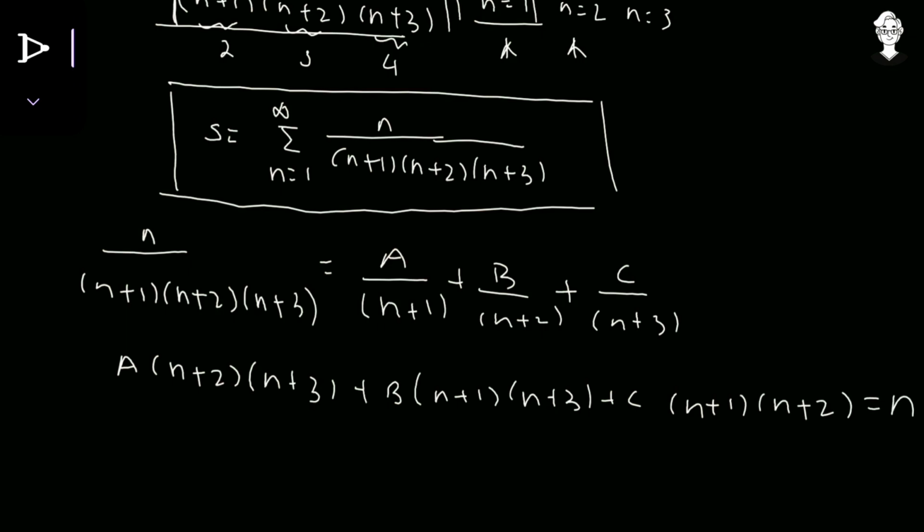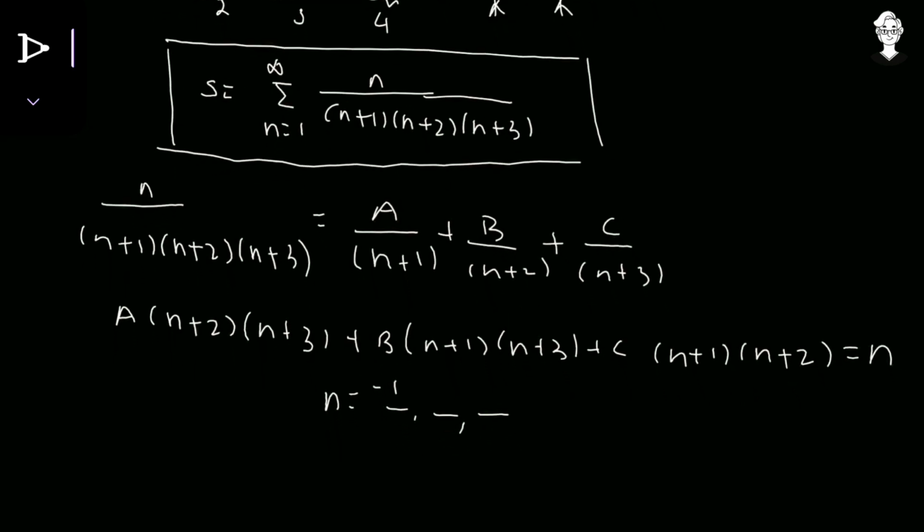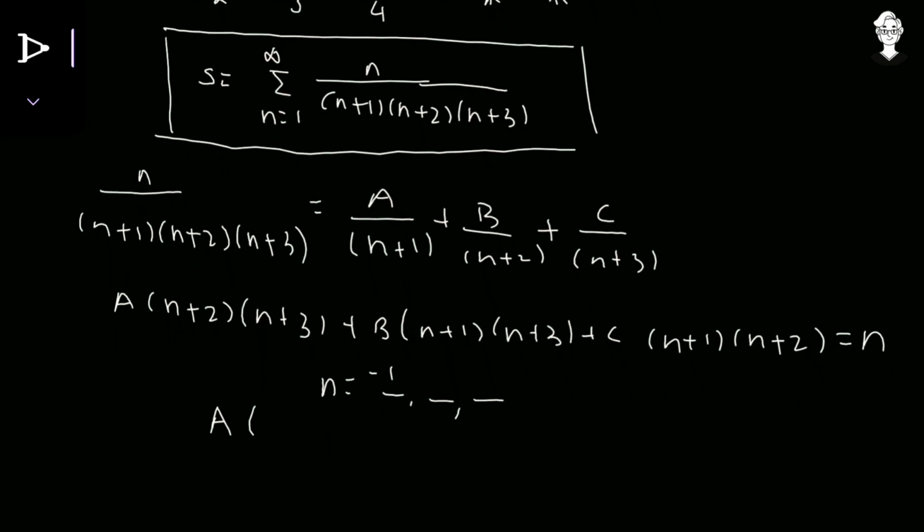Now what we will do is put in values of n, three values because there are 3 variables, such that in the first case 2 of them become 0 and in the second case also 2 of them become 0. Out of these 3, 2 become 0, so we can easily find the third one. For the first case, I will keep n equals -1. Over here, -1 plus 1 becomes 0 in two terms, so we can get the value of a. So a multiplied with (-1 plus 2), that is positive 1, and (-1 plus 3) is positive 2, and this is equals to -1 because over here n is there. So from here the value of a is -1 upon 2.